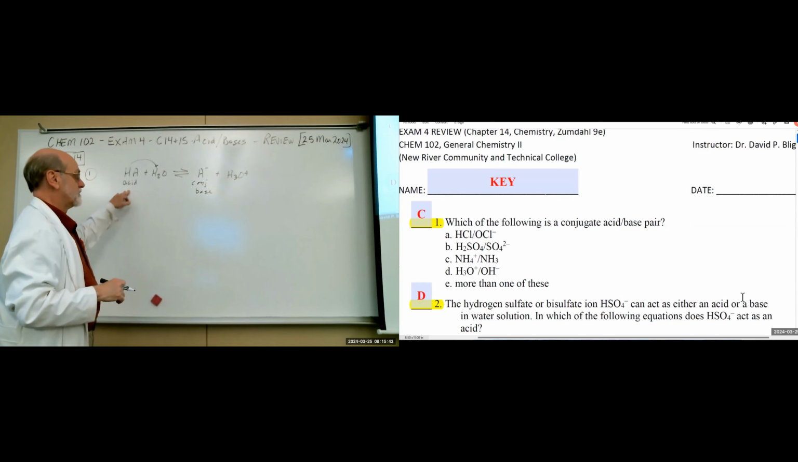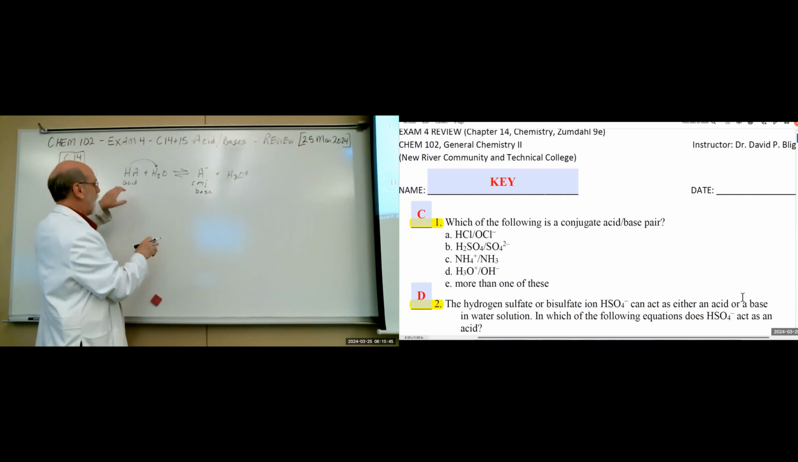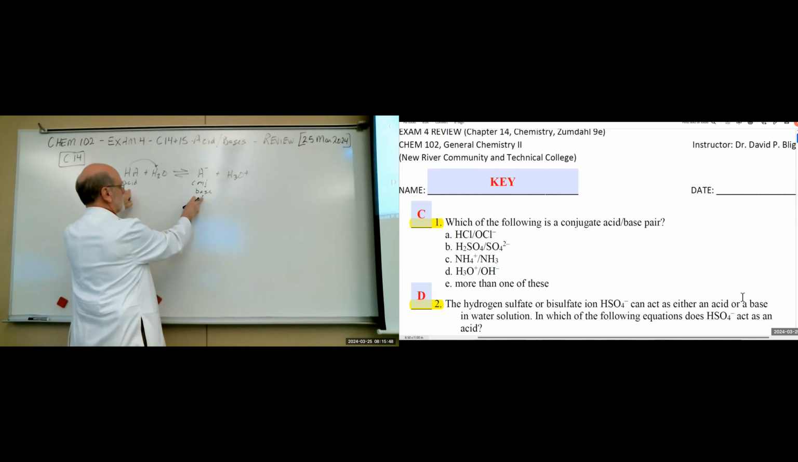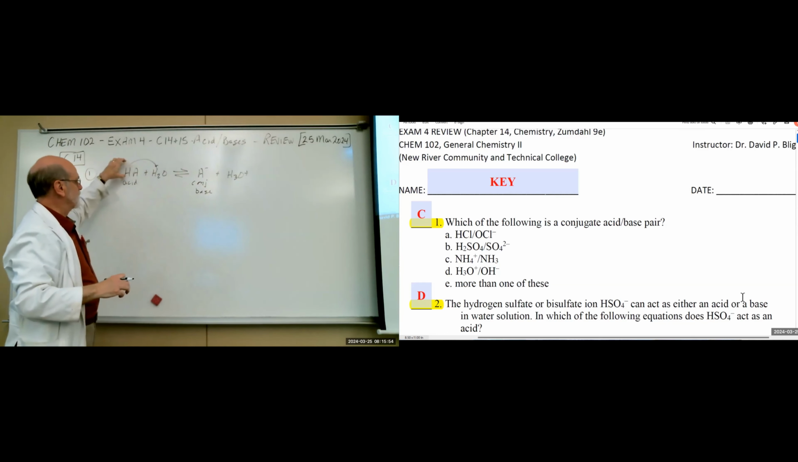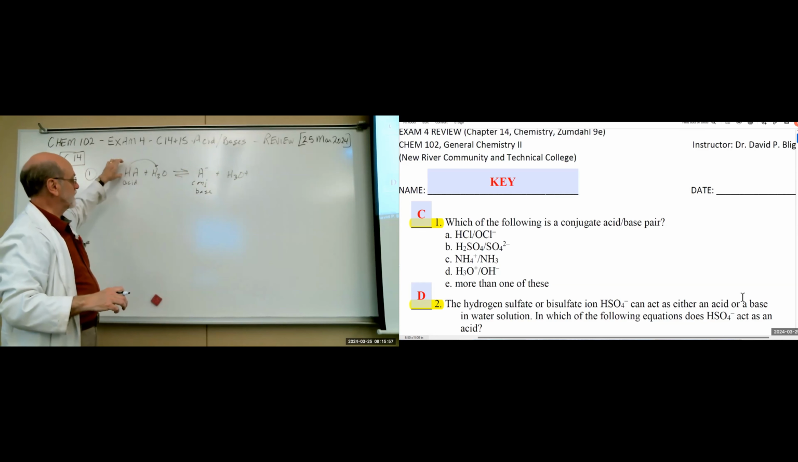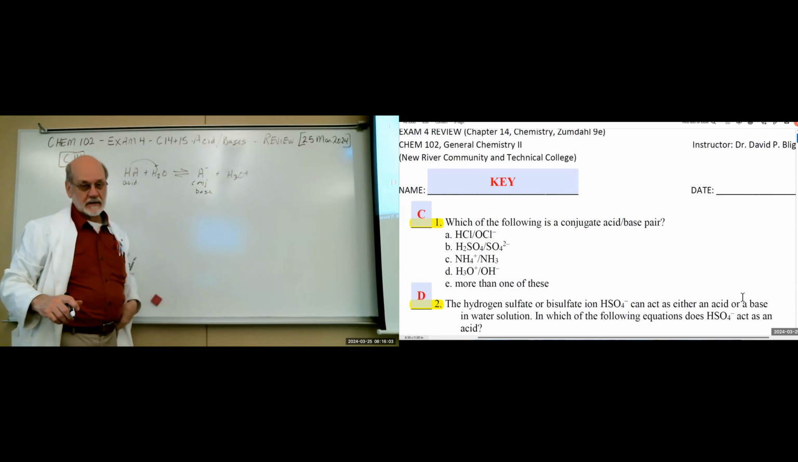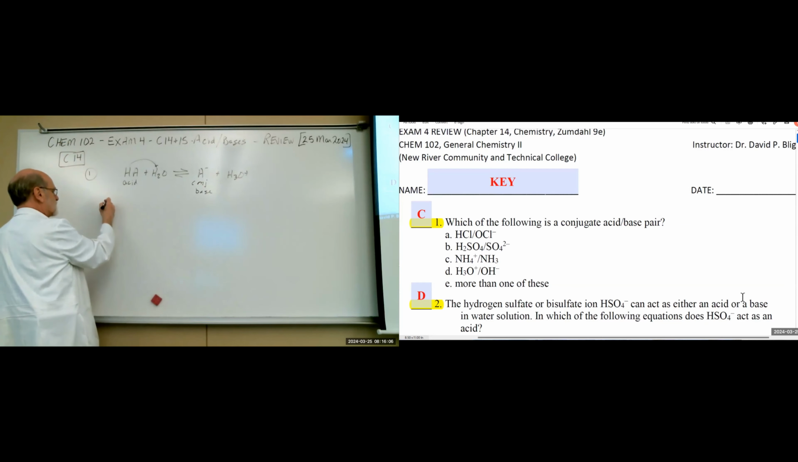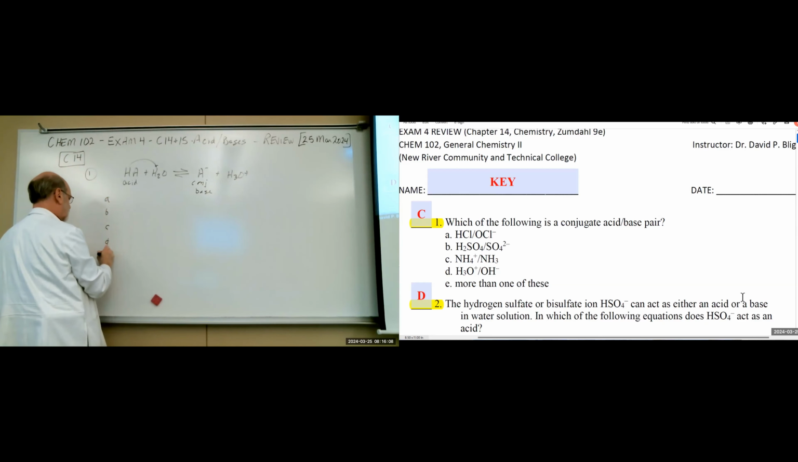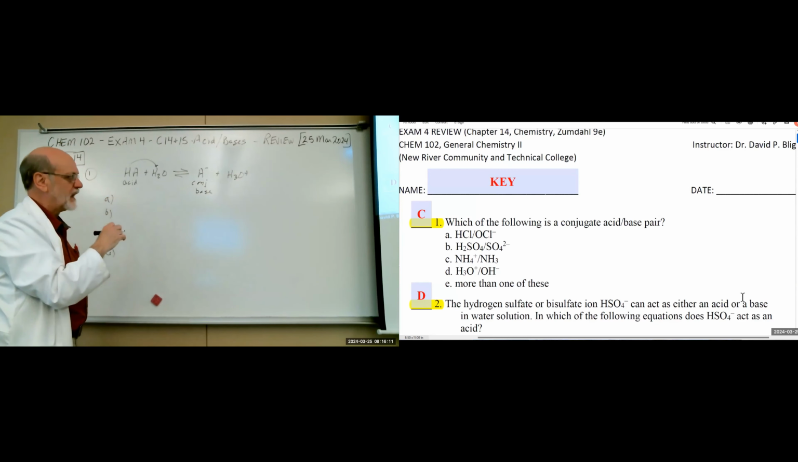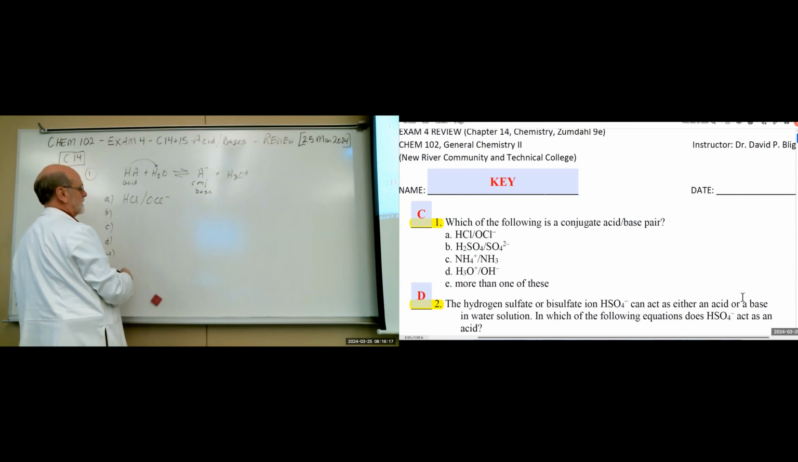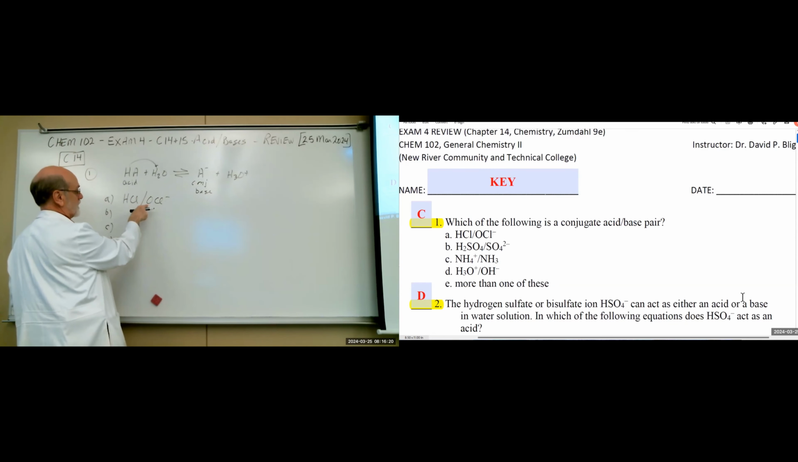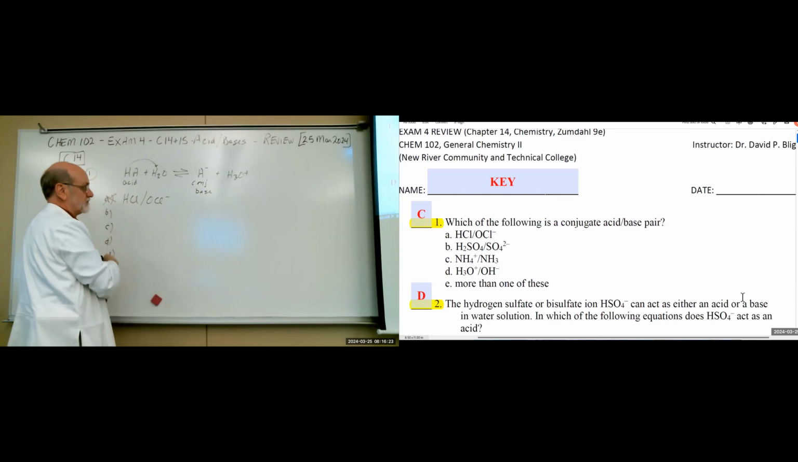So notice the requirements for an acid-conjugate base pair. This part of the molecule must be the same on both sides. Right there. This hydrogen then is the only one that can leave that molecule, so it has to lose one hydrogen at a time. So if we look at each one of these possibilities, HCl and OCl minus, we've got an oxygen in there that wasn't there before. So that one can't be it.